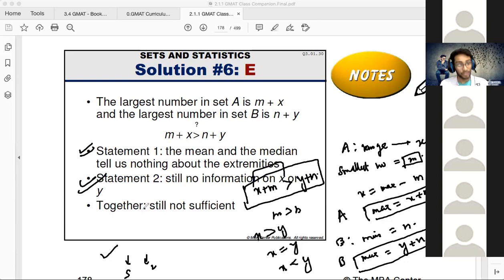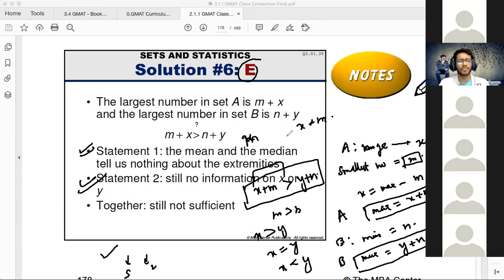And statements together, still not sufficient. That means the answer is E: statement 1 and statement 2 together are not sufficient to answer the problem, because nowhere has it talked about y, nowhere about x. How will I come to know what all numbers lie between x and m plus x? I can't figure it out.